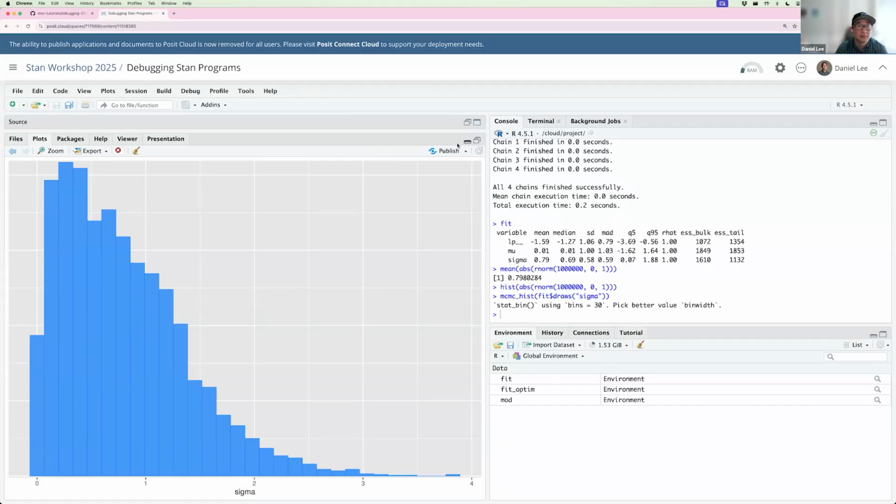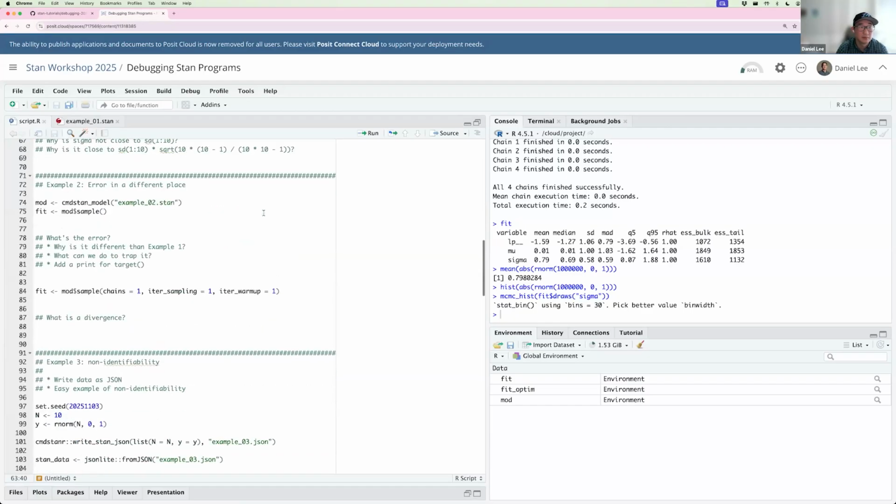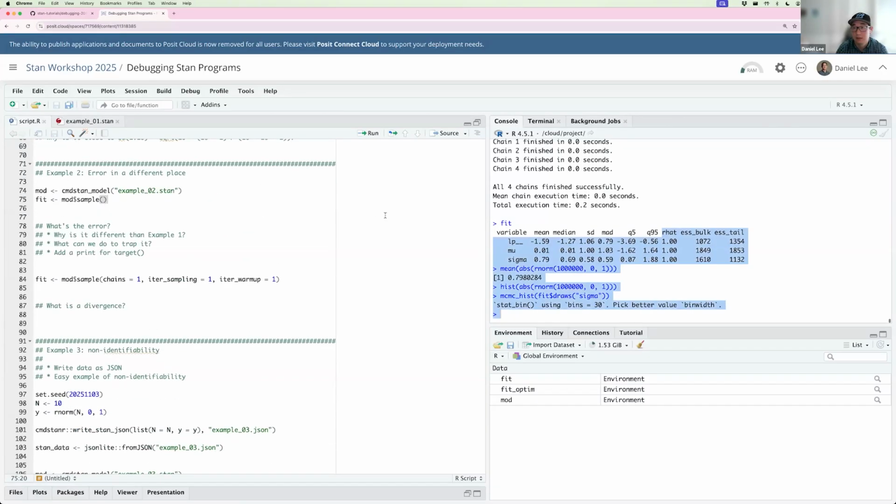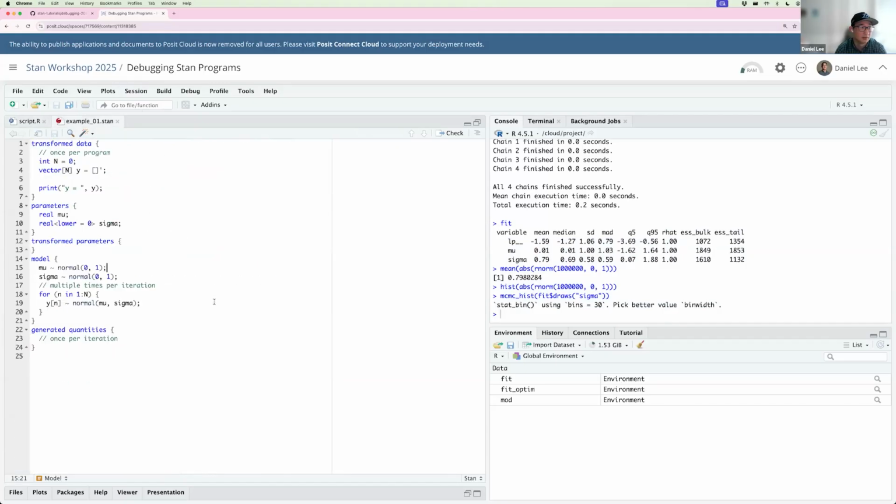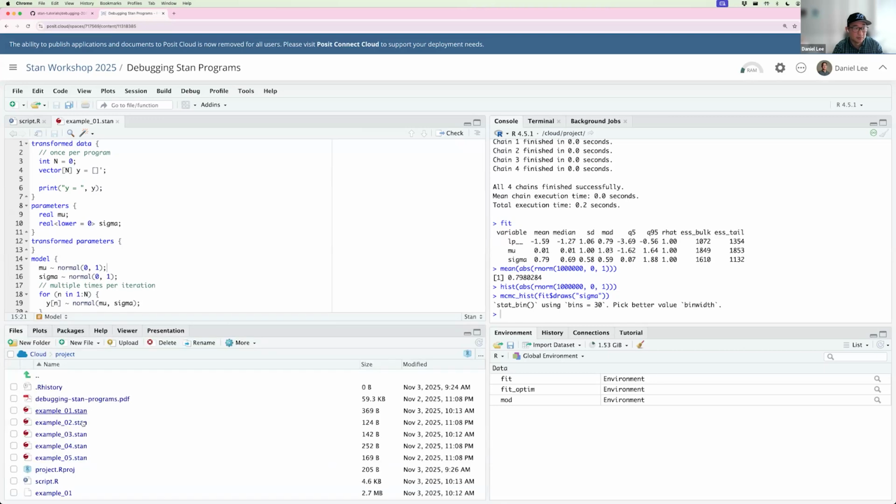All right, on to example 2. Does anyone have any questions on example 1? It's really simple. There are plenty of other things we can mess with. All right, I'm going to move to example 2.